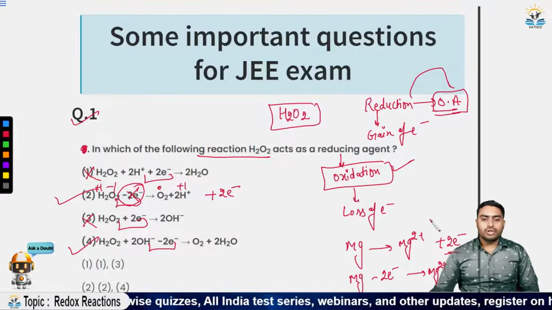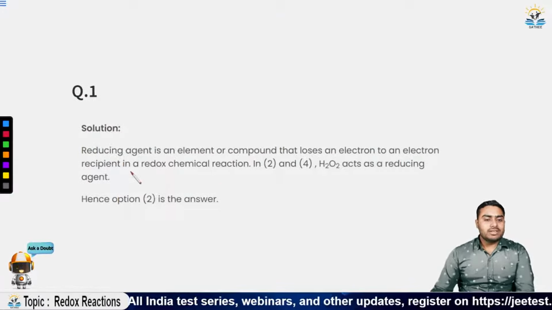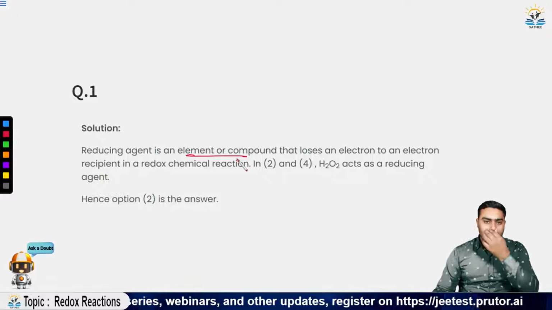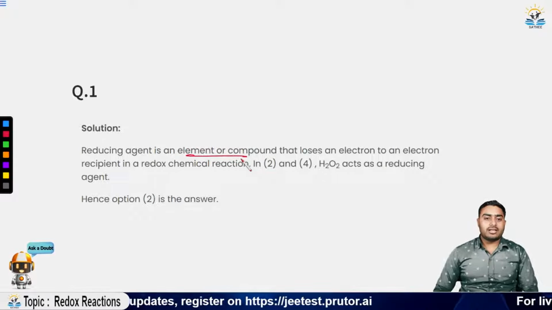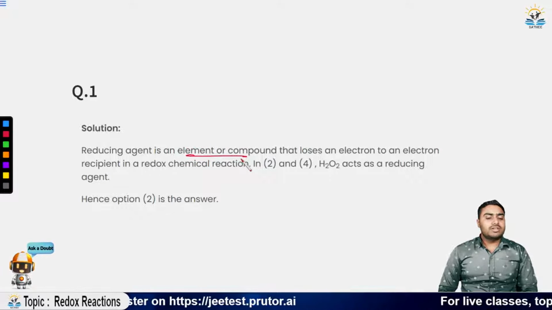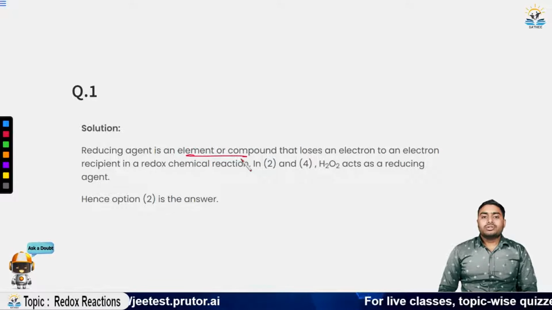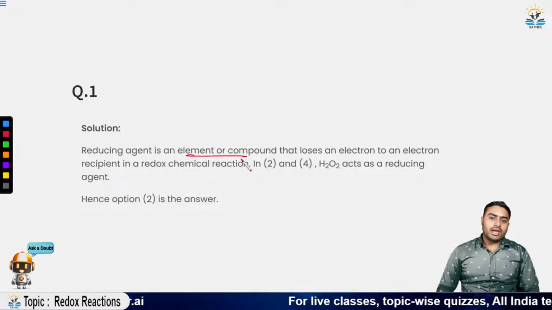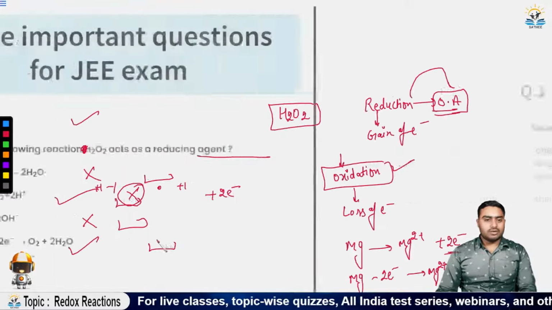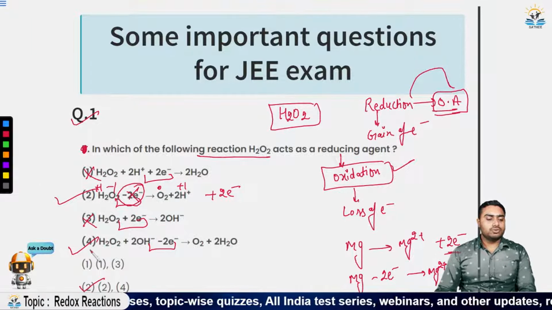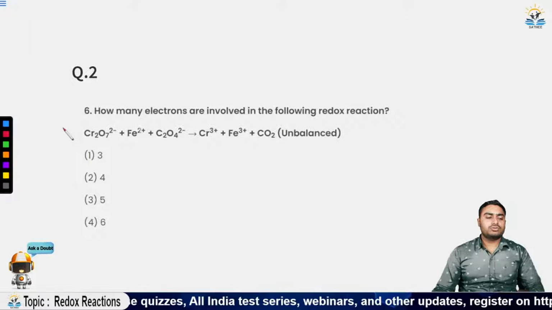So 1 and 4. So let's see the solution here. A reducing agent is an element or compound that loses an electron to an electron recipient in a redox chemical reaction. Okay, so in 2 and 4, H2O2 acts as a reducing agent, so option 2 is the answer. Okay, so let's go to question number 2.